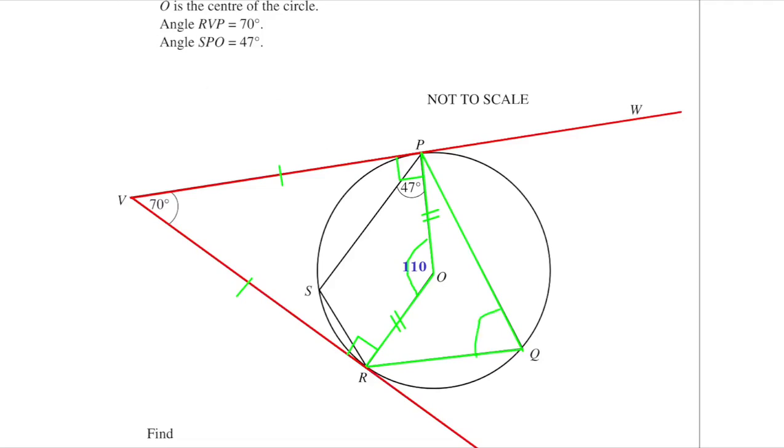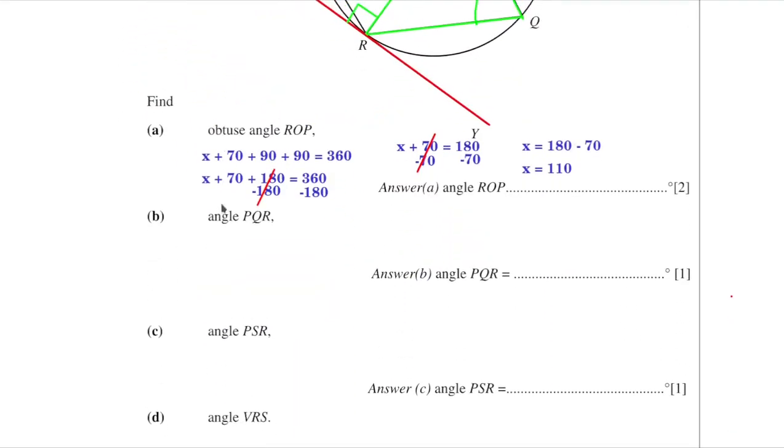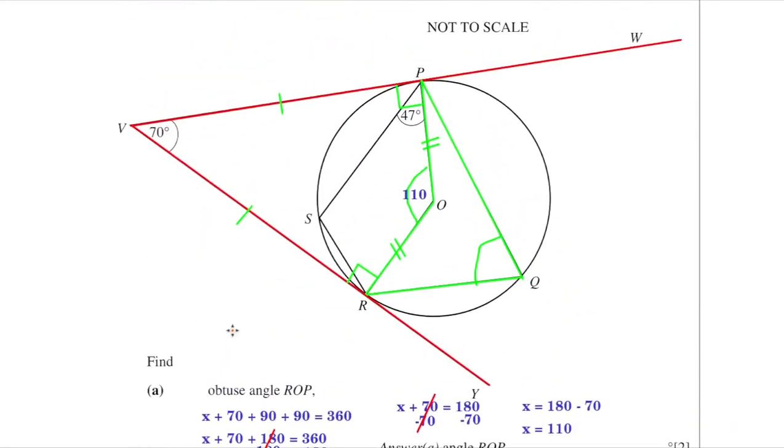And then what do we know? Our theorem is saying that the angle at the center, in our case 110 degrees, is equal to 2 times the angle at the circumference, which is angle PQR. If you divide by 2 on both sides, you get that PQR is equal to 110 degrees divided by 2, which is equal to 55 degrees. Angle PSR, where is PSR?